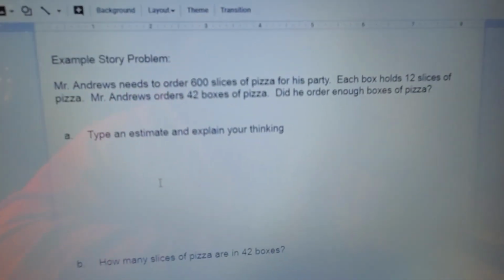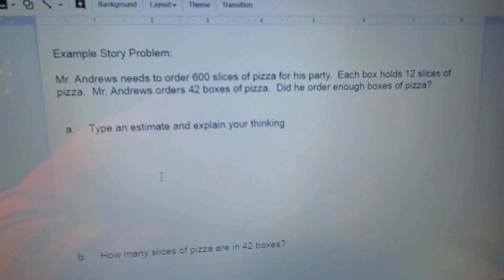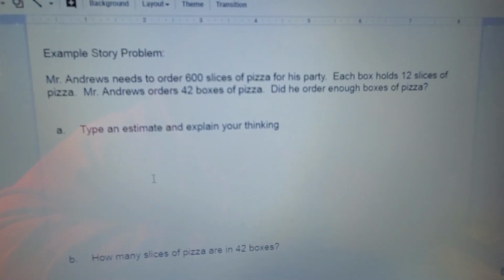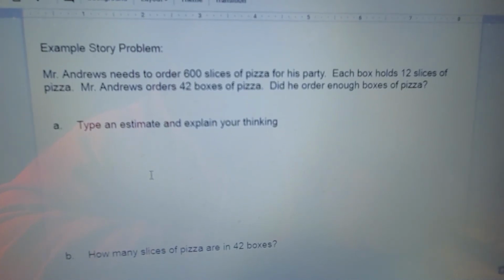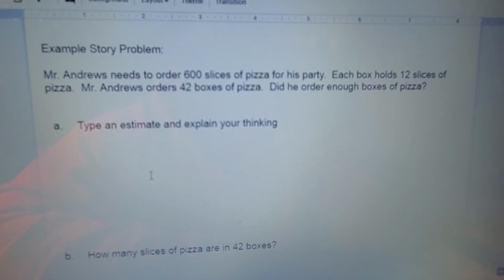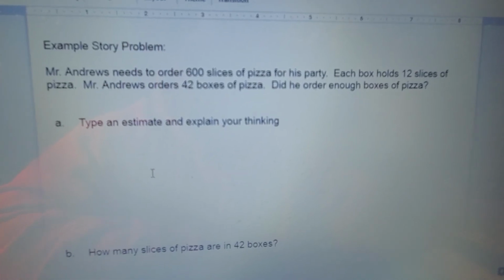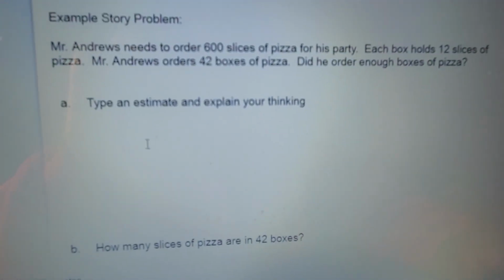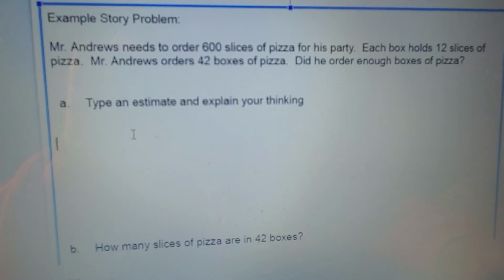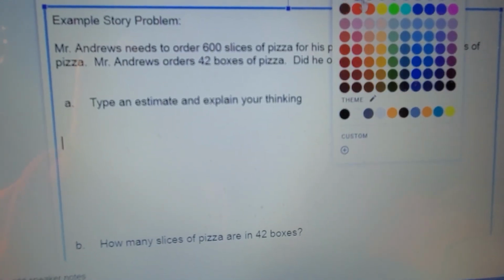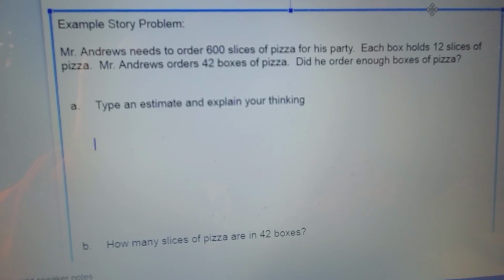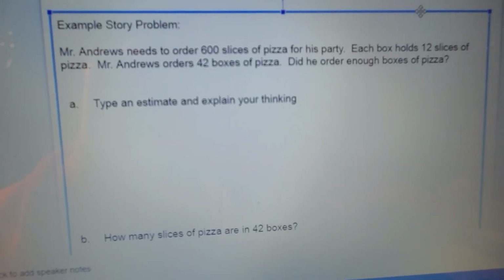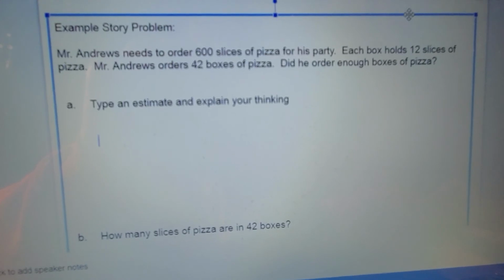All right, so Mr. Andrews needs to order 600 slices of pizza for his party. Each box holds 12 slices of pizza. Mr. Andrews orders 42 boxes of pizza. Did he order enough boxes of pizza? All right, well, I'm going to estimate my answer. So I'm going to use blue here. So you can do this with me while the video is playing, and you can stop it.